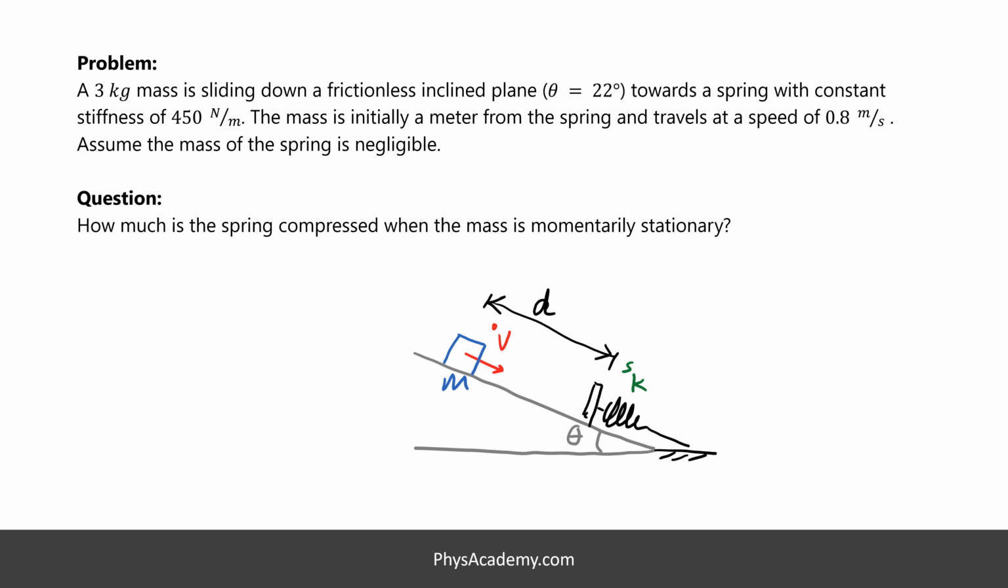Question: how much is the spring compressed when the mass is momentarily stationary? The term momentarily stationary means the object's speed is zero at this stage. Therefore, we can assume the object's kinetic energy at this stage is zero.